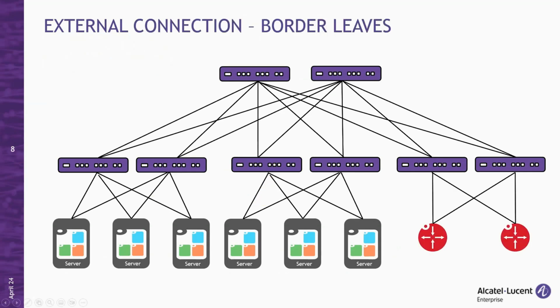The second option is to use border leaves. This is a better option with more east-to-west traffic. In case bandwidth needs to be added for east-to-west traffic in the fabric, then an additional spine switch can be added without affecting the external connection design. In case one of the external links towards the external router is lost, then only 25% of the bandwidth capacity is lost.